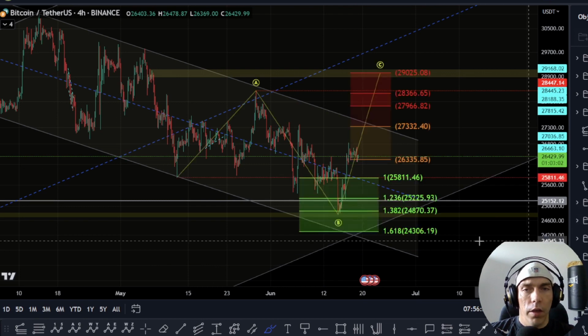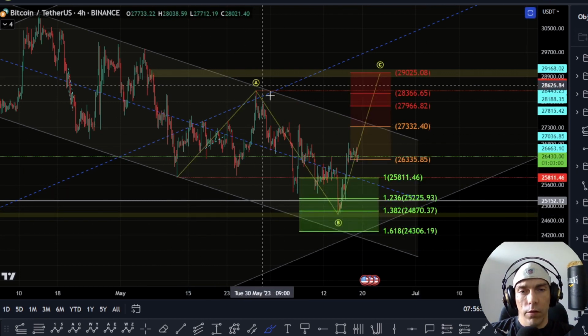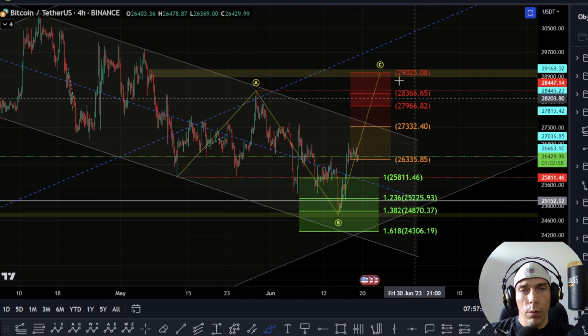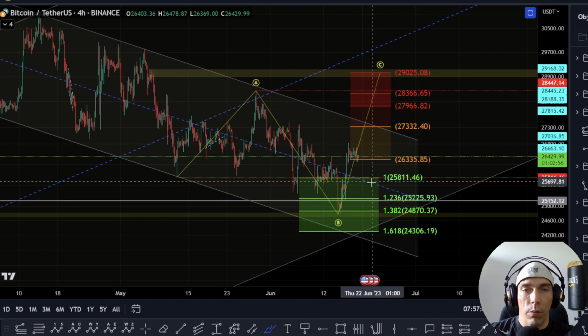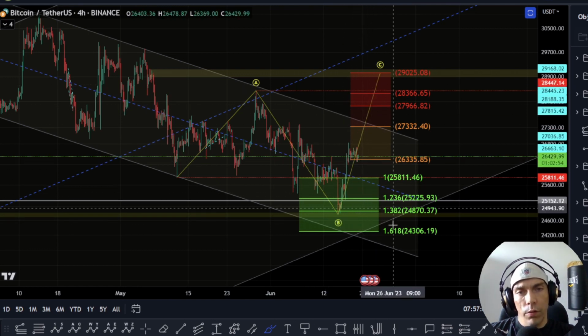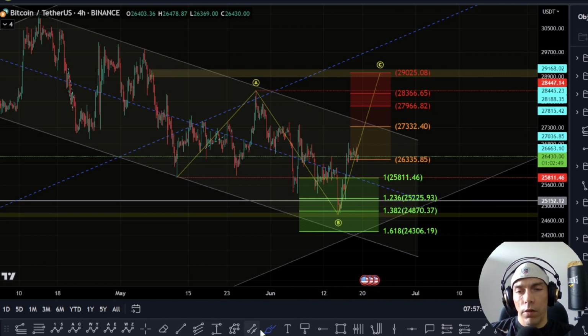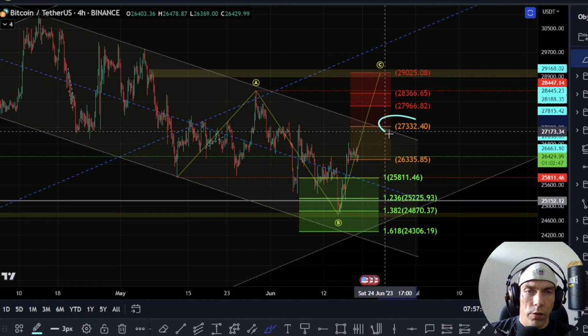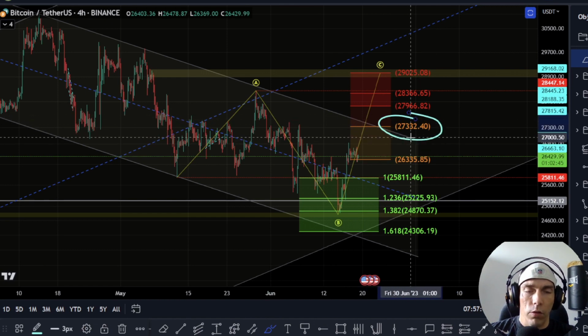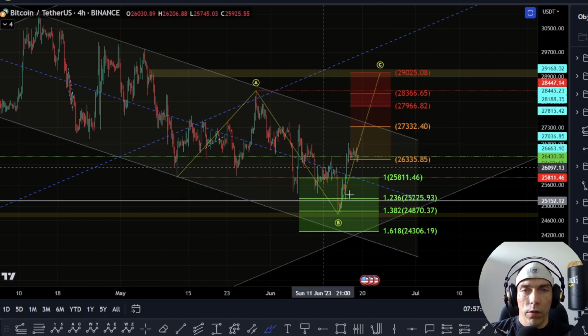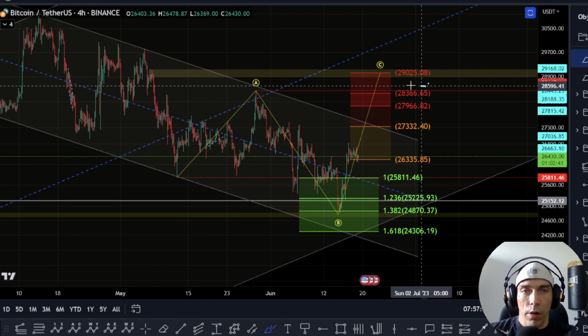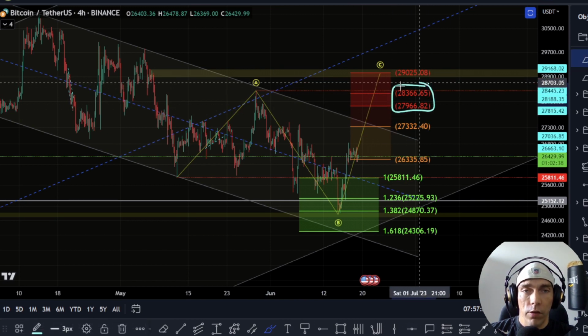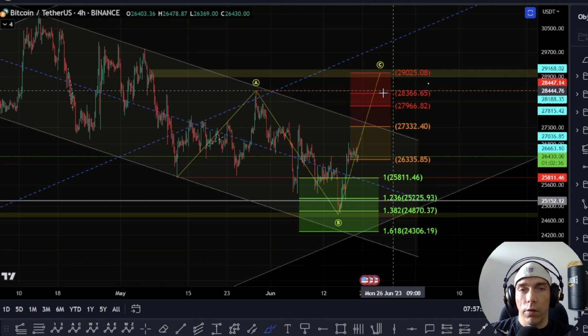Now, if we are looking at this as a flat, what we're looking at is this is A, this is B, and then effectively we're looking for a 5-wave move here in a C wave. Now, what we need to be cautious of is that what we can get here is a running flat, in which case what we'd be looking for would actually be this 27,332.